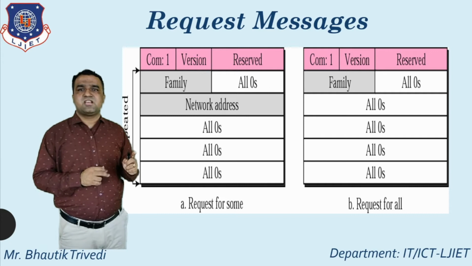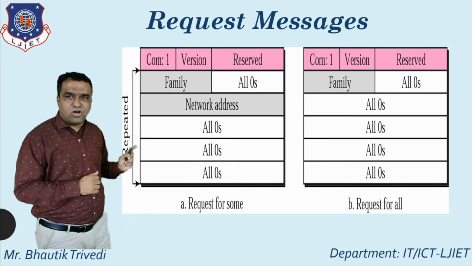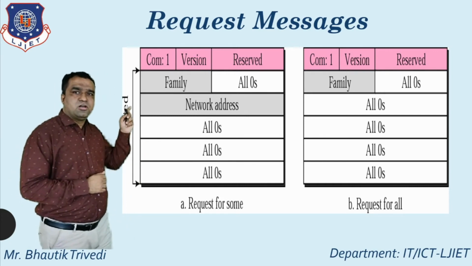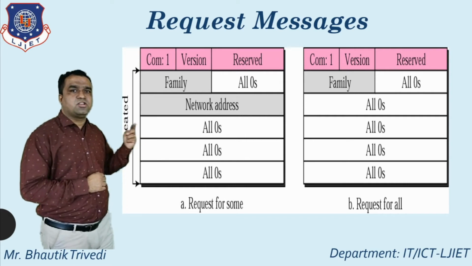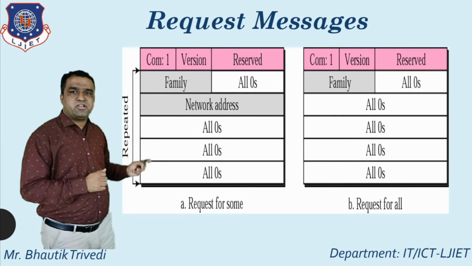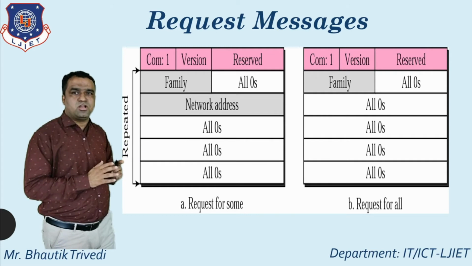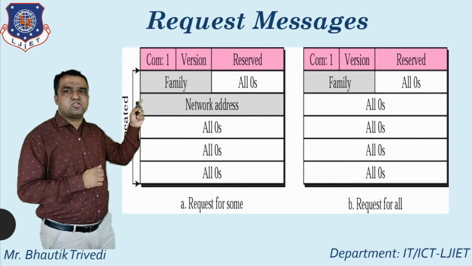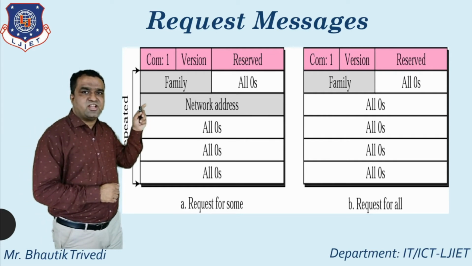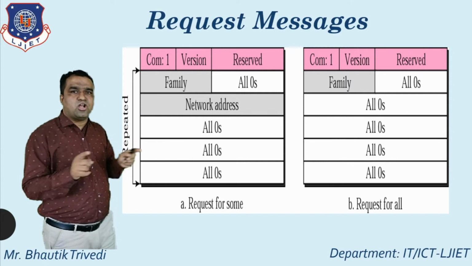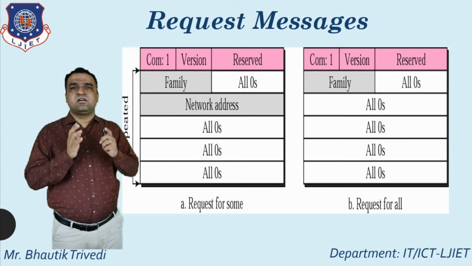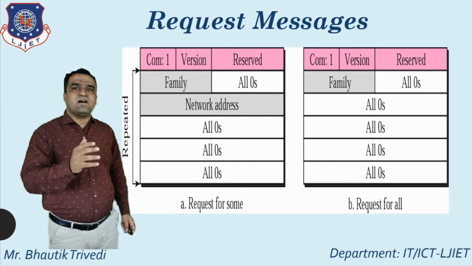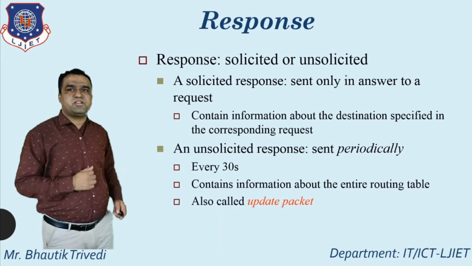So the request message is supported in two ways: one for the particular thing or for the overall thing. So request for some and request for all. The major difference is that here you specify the particular destination address and here you specify all zeros, so that can be treated as broadcasting. So after that, this is about the concept of the request.